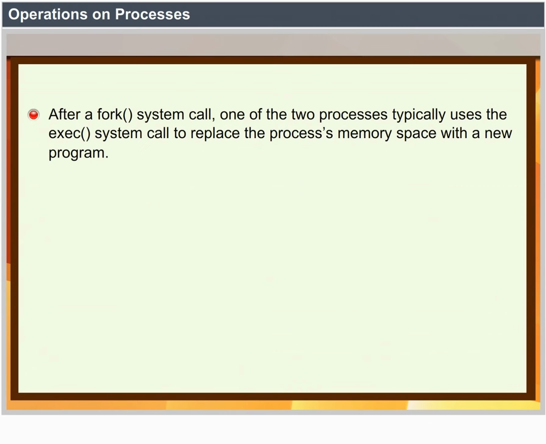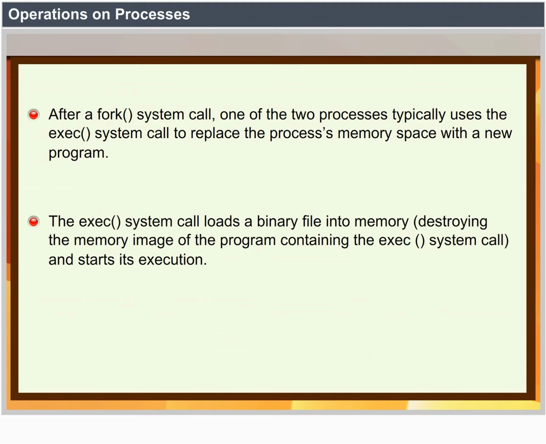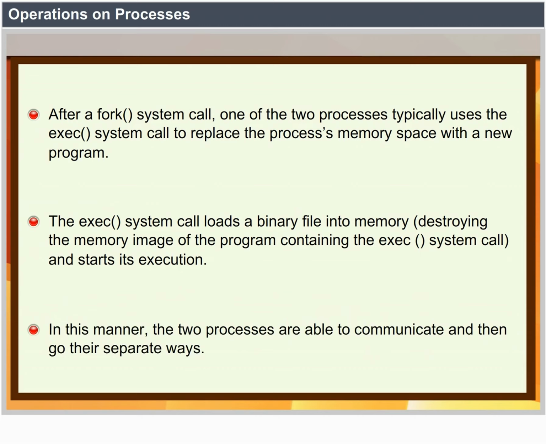After a fork function system call, one of the two processes typically uses the execute function system call to replace the process's memory space with a new program. The execute function system call loads a binary file into memory, destroying the memory image of the program containing the execute function system call, and starts its execution. In this manner, the two processes are able to communicate and then go their separate ways.